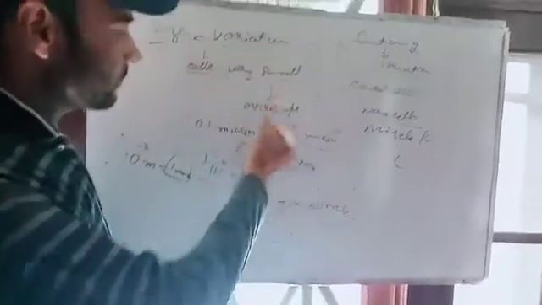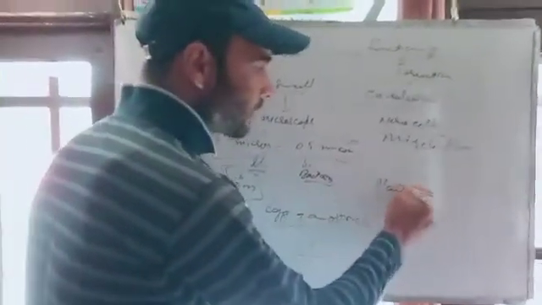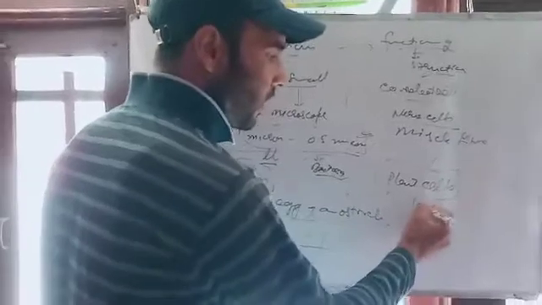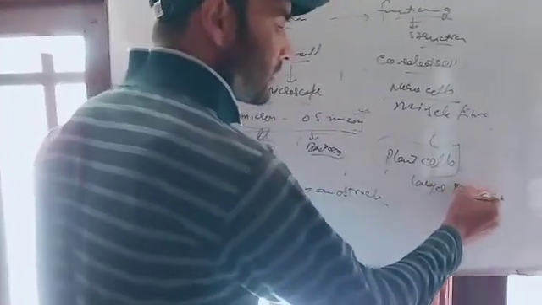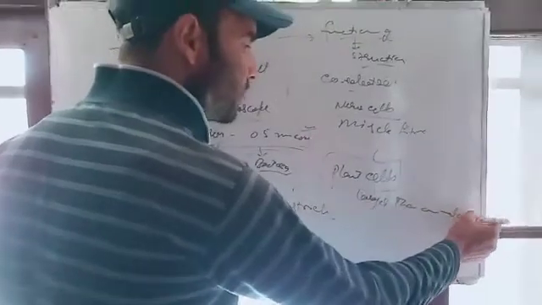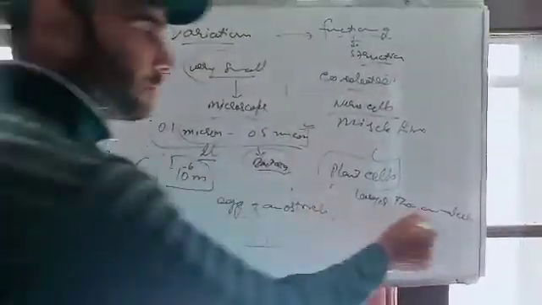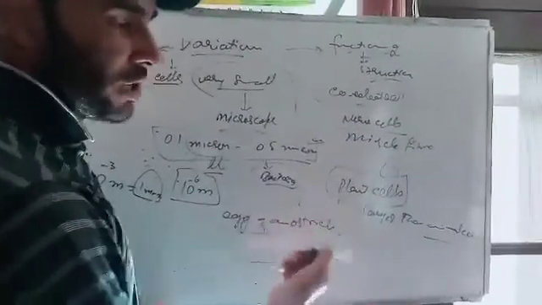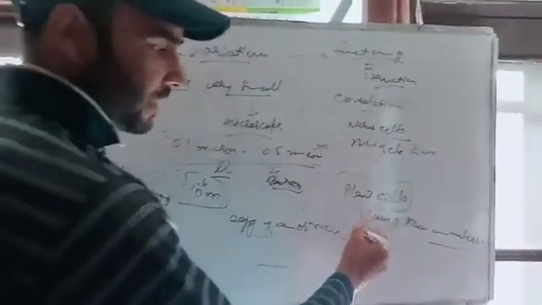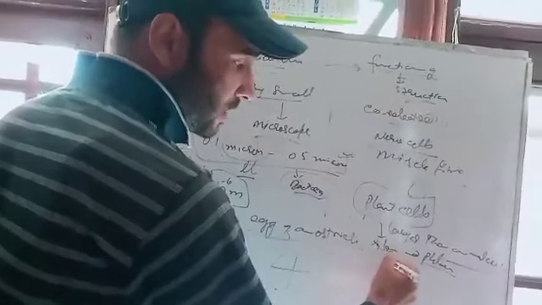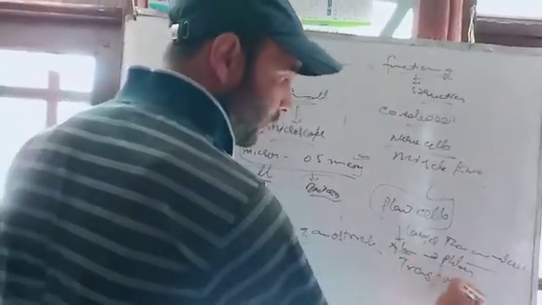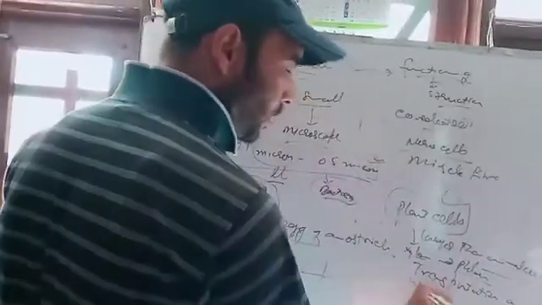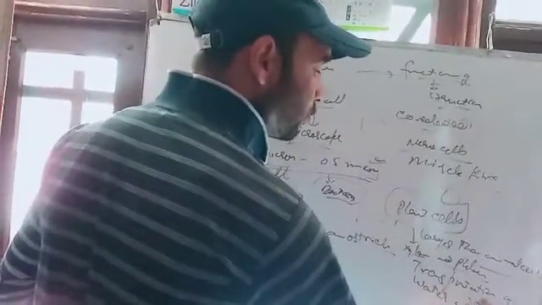Plant cells are usually larger than animal cells. The structure of plant cells is also particular for particular functions. For example, xylem and phloem are responsible for the transportation of water and food respectively.